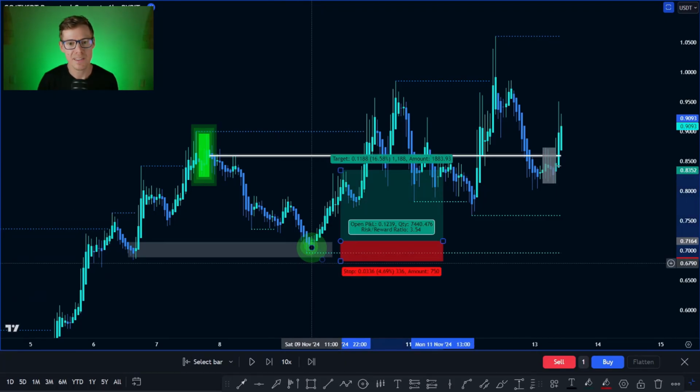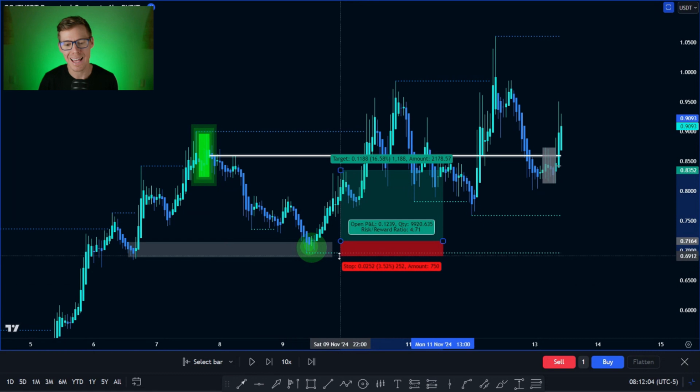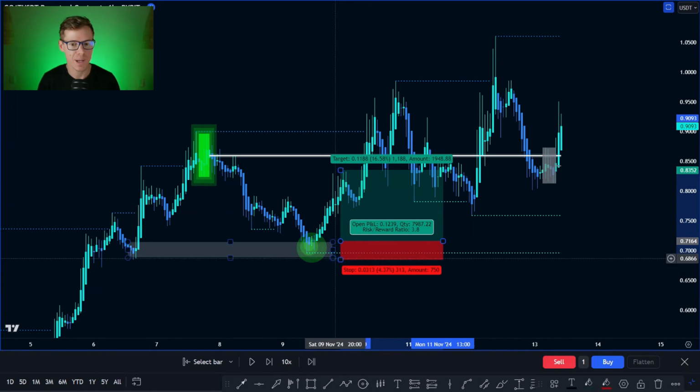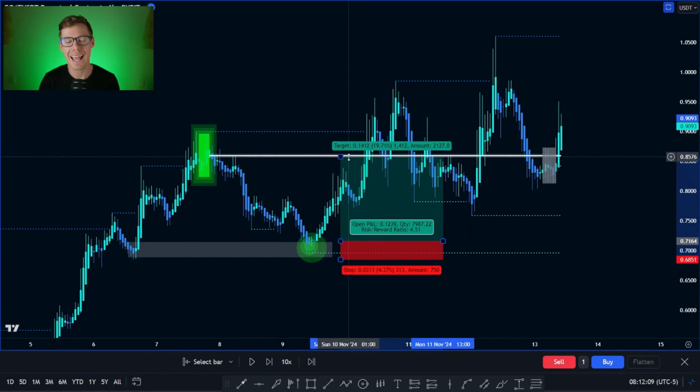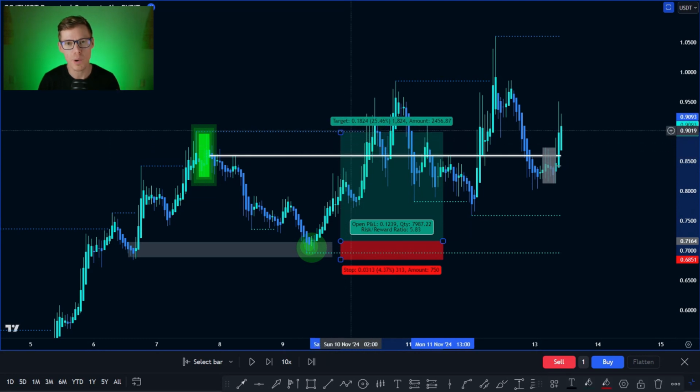What we would have done in this scenario is set our stop loss under the demand zone, or underneath the swing low. We would have set our first target at the value line. Price always has a high probability of going back to value. And our second target would have been the closest liquidity line, where we have pools of resting liquidity.